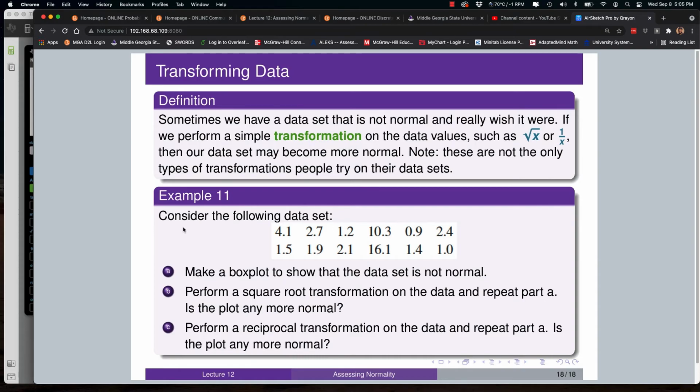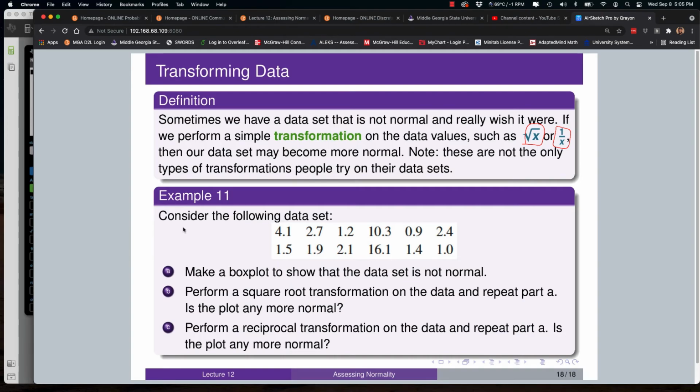So what you basically do is, if you have a list of your data, you can do things such as take the square root of each value in your data set, or do the reciprocal of it, 1 over each value in the data set, and then recheck your box plot or your histogram, probably your box plot or your QQ plot, to see if it's become more of a straight line, or in the case of the box plot, if you have killed off the outliers and the skewness issue.